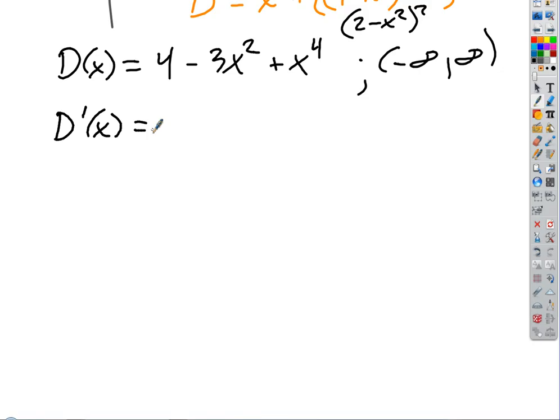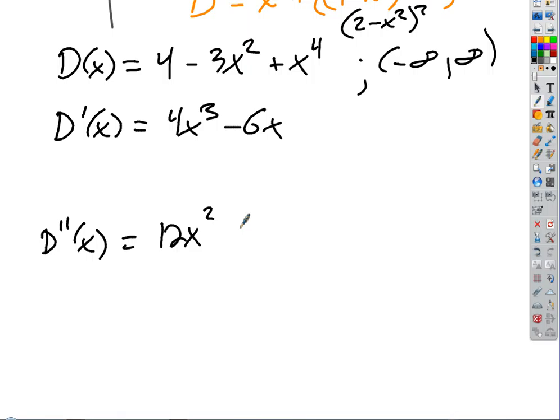Minus 6x. Yeah, we'll rearrange it when we differentiate. So let's do this one first: 4x cubed minus 6x. Okay, so there's our first derivative. And it's so easy to do here. We've got a polynomial, so we definitely want to do a second derivative. It's really simple. So our second derivative, double prime, is what? 12x squared minus 6.